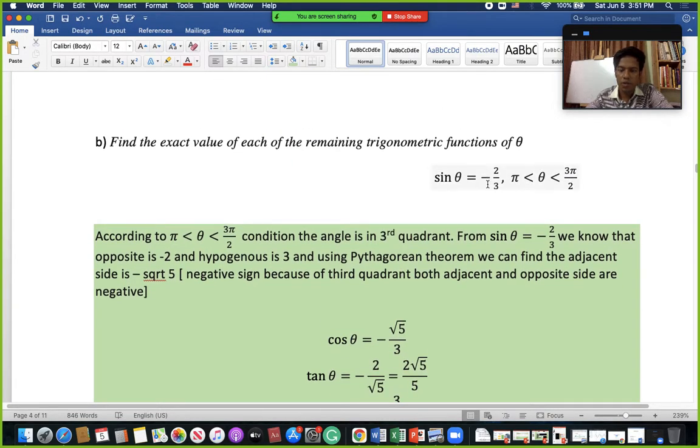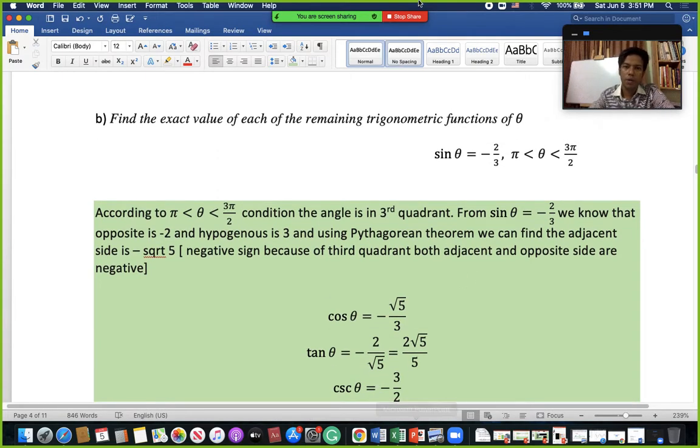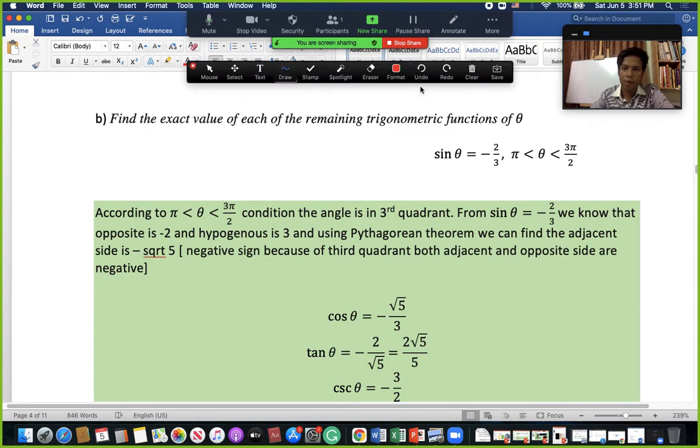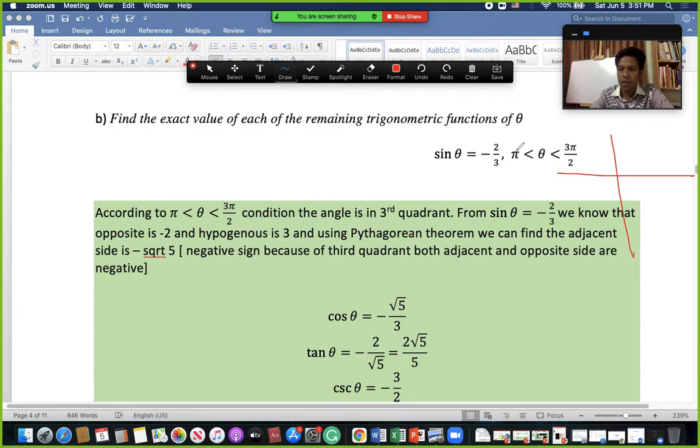For this one, sin theta equals given minus 2 by 3, and theta angle is given between pi and 3 pi by 2. So how to find that? Once you have this, you see this angle is between pi and 3 pi by 2. That means the angle is somewhere here in this quadrant. So you draw this. This is minus 2 by 3. So 3 is our hypotenuse, because sin theta equals opposite by hypotenuse. So opposite is minus 2. So minus 2 is this side.